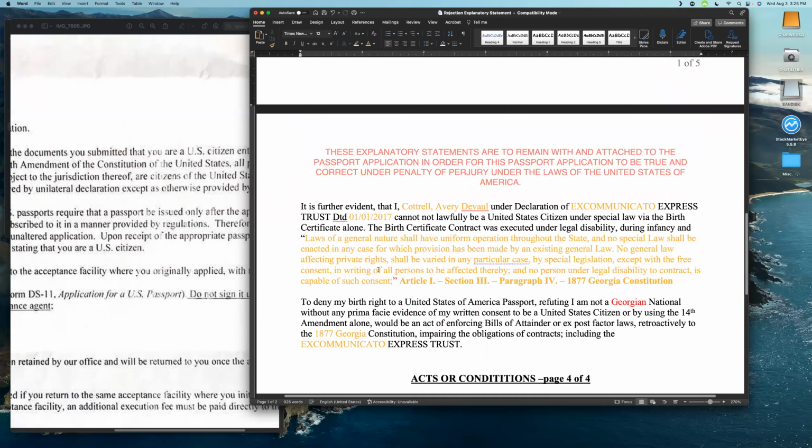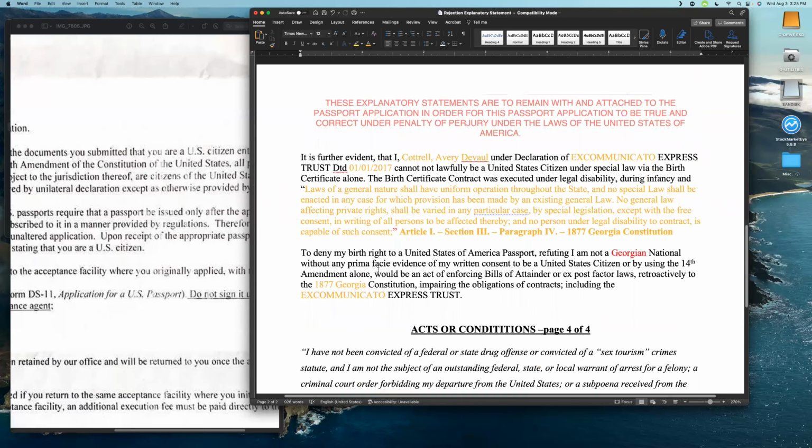Let's continue, second page. I like to be short and sweet and to the point. I don't want to put together anything more than 5 pages. This is just going to be 2 pages and you're done. It is further evident that I, under declaration of excommunicado express trust dated, cannot, there we go, typo there, cannot lawfully be a United States citizen under special law via the birth certificate alone.